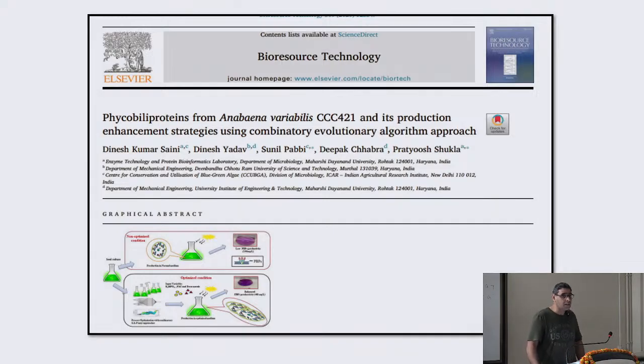Now if you see this paper, I suggest Gaurav, you can get this paper from the lab and give it to them, because this paper gives you the whole process. We do not have much time to discuss all the process together, but this paper will give you an idea of how these phycobiliproteins can be enhanced using this type of genetic evolutionary algorithm.